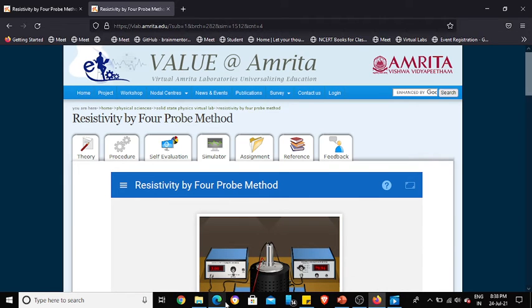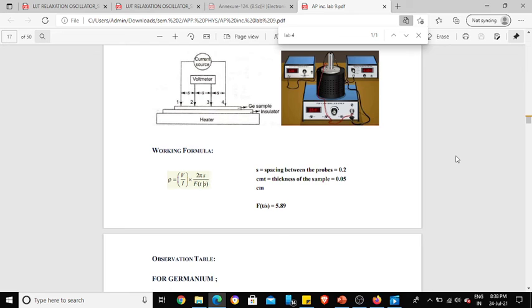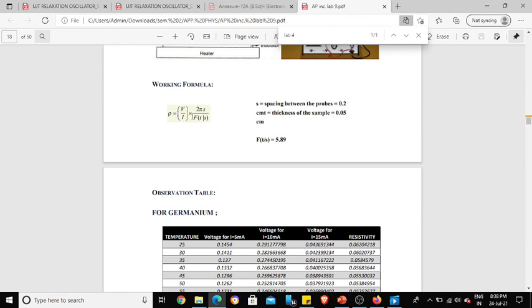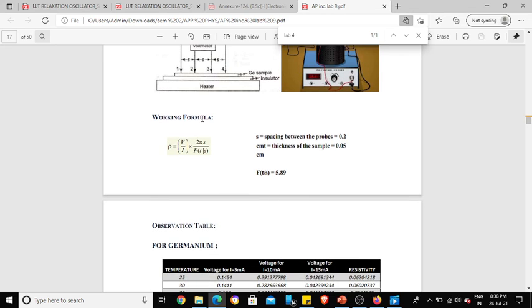Okay, so I have prepared an observation table. So here is the observation table. This is a column for temperature, and voltage for when we set the current at 5 milliampere as constant, at 10 milliampere, at 15 milliampere, and then I have calculated resistivity using this formula, that is rho is equal to V by I into 2 pi S upon a function of T by S, where T is nothing but W, which is the width, the thickness of the sample.